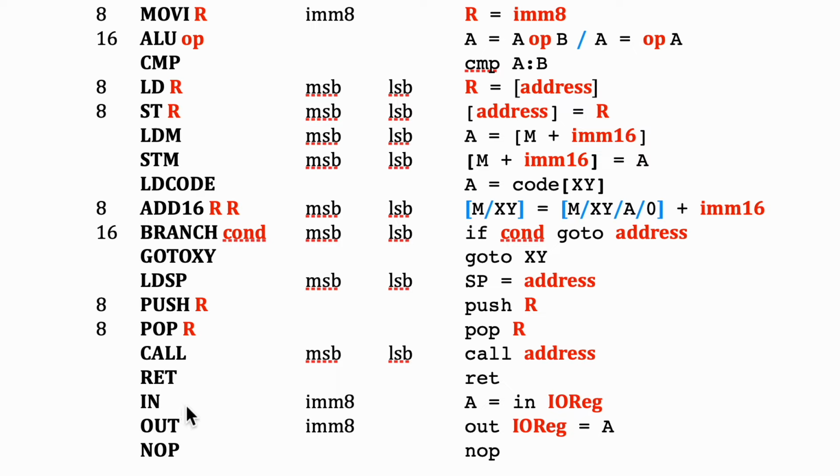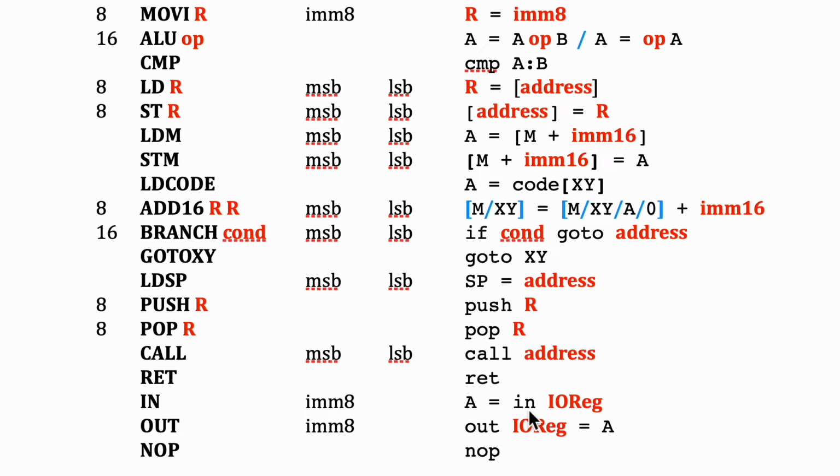We also can do input and output to the outer world from the core. And in the case of the EveCore architecture, we have a space of up to 256 so-called I/O registers. And we have an in instruction, which is used for getting data from a peripheral device, and the out instruction, which is used for sending data to the peripheral device.